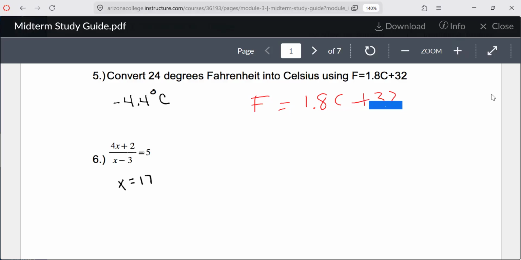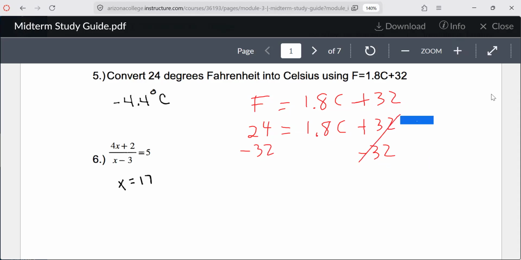So my F is 24, and it equals 1.8 C plus 32. Remember, we are solving for the C. So C has to stand alone. Everything else must go away. So the first thing that you move away is going to be the 32. So 32 minus 32 is 0. So I have 24 minus 32 equals 1.8 C. 24 minus 32 is going to give me negative 8 equals 1.8 C.